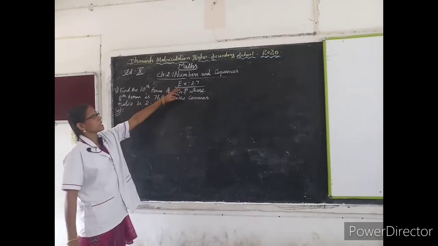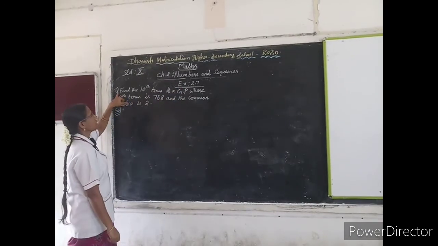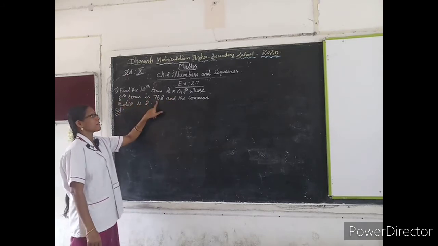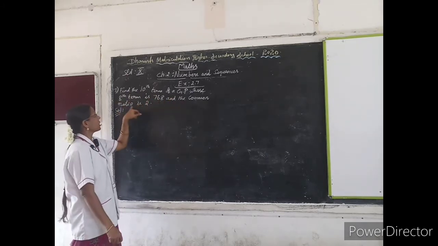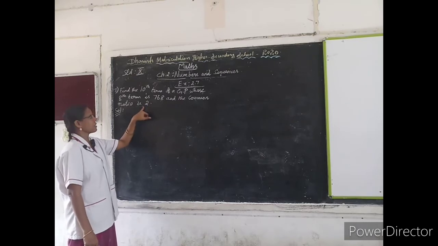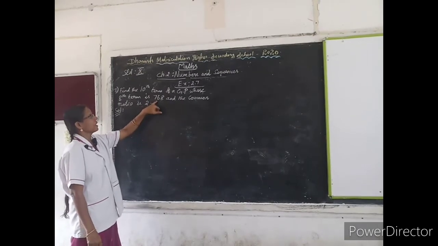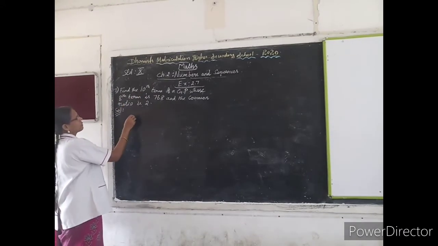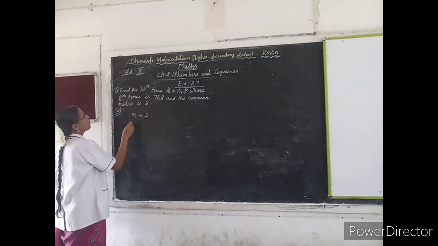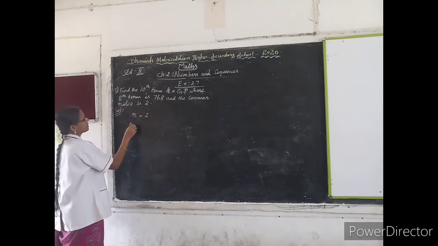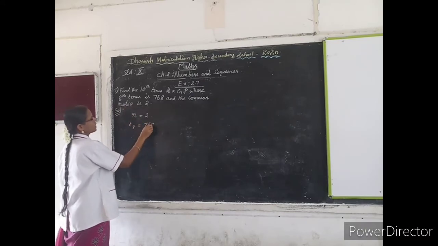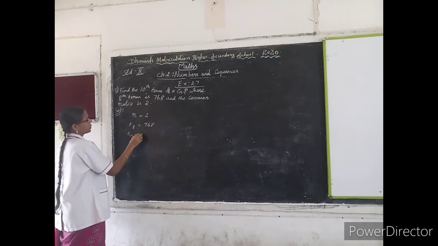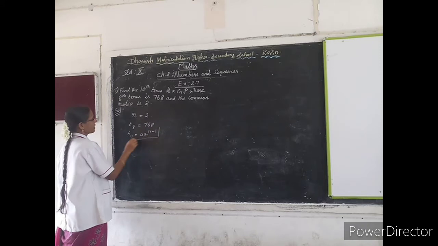Now from exercise 2.7, question number 7: find the 10th term of a GP whose 8th term is 768 and the common ratio is 2. R is given. First we have to find A, then find the 10th term, T10. Given is R equal to 2, then T8 is equal to 768. The nth term formula: Tn is equal to A R power n minus 1.